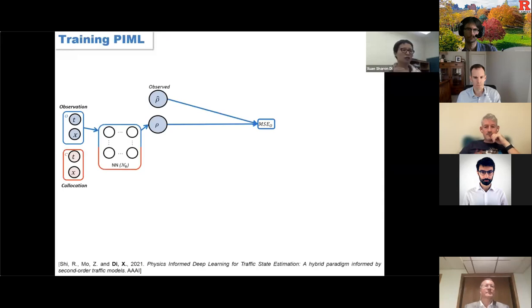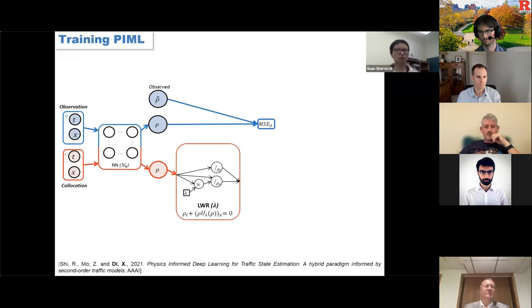On the other hand, we can define a set of collocation points. They also include a set of t and x pairs. When fed into the neural network, it also gives a predicted value of rho for each t and x pair. However, we don't have observations on those t and x pairs. Instead, we can feed this rho into a physics model. For example, here I use LWR as an example. In the equation, U of rho represents the fundamental diagram that defines the mapping from rho to a velocity U. Then we feed rho into this LWR model by calculating its partial derivatives with respect to t and x. Then we can get a residual that is defined in the previous slide.